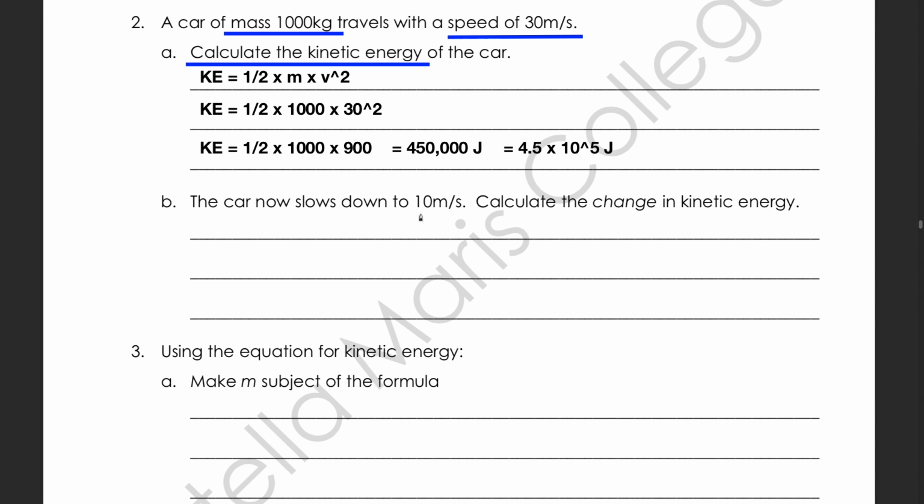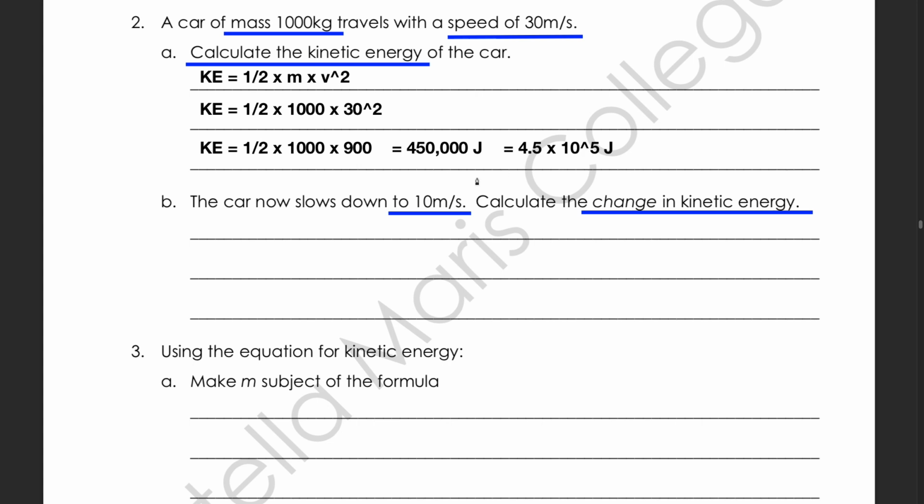Question 2b. The car now slows down to 10 meters per second. Calculate the change in kinetic energy. So the mass has remained the same, so we should not have a problem there. The speed has changed from 30 meters per second to 10 meters per second. Now, this can be a very tricky question, because what we're being asked here is to measure the change in kinetic energy. So not only do we have to find the kinetic energy at 10 meters per second, but we have to subtract the answer we get with 10 meters per second from the value we have just found.